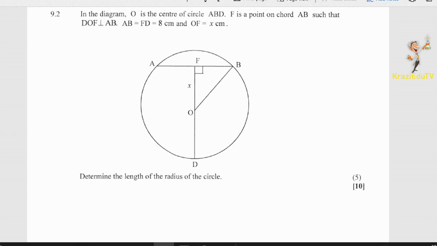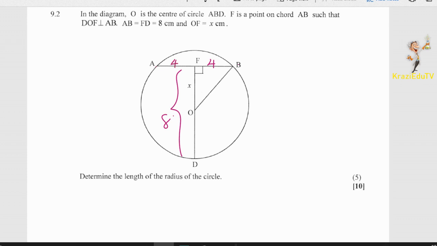AB equals FD. AB is equal to what? FD. Okay, so AB is 8. And because this is perpendicular, it means this is 4, and 4. And FD equals 8. The whole length here is 8. Alright, determine the length of the radius. And OF is X. Basically, we're looking for the radius OB.